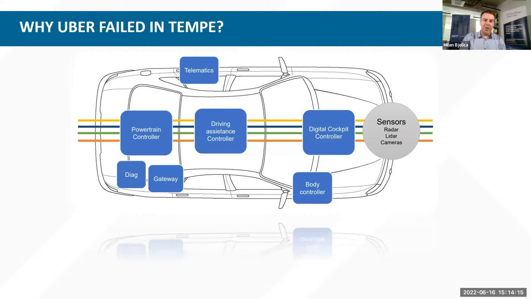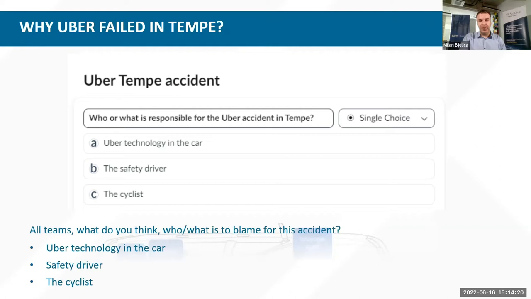And the question for you all here and for us all in this call is to try to figure out who or what is to blame for this accident? What do you think? Is it the Uber technology in the car? Is it this particular safety driver or the cyclist? So let's see in the poll. Again, what do you think was the most to blame for the accident? Let's see. Let's wait a bit more. Okay, I think we can end it now. And I can share the results with you.